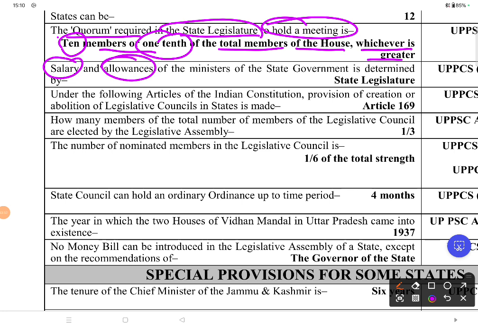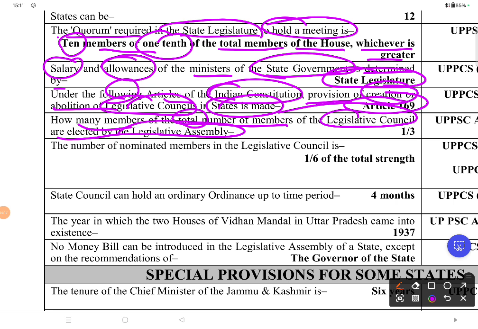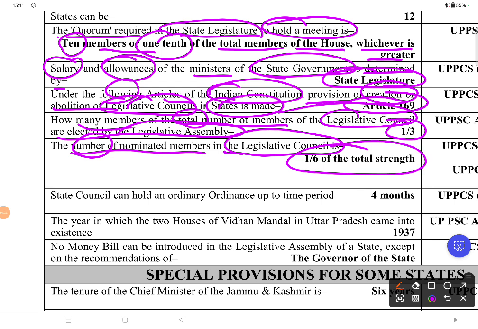Salary and allowances of the ministers of the state government are determined by the state legislature. Provision for creation or abolition of legislative councils in a state is made under Article 169. One third of the total number of members of the legislative council are elected by the legislative assembly. The number of nominated members in the legislative council is 1/6 of the total strength.